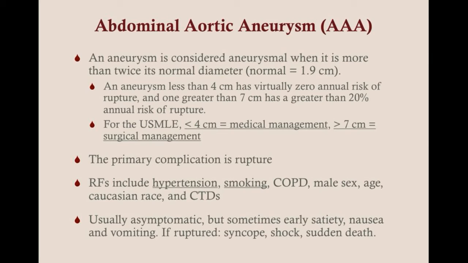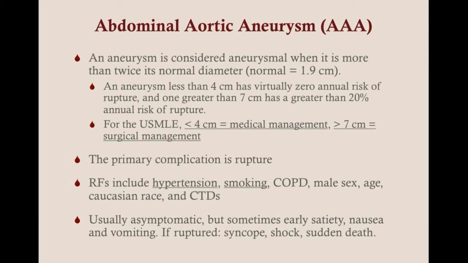Centimeters. I might have said millimeters earlier. Centimeters. So less than 4 centimeters, don't operate. Greater than 7 centimeters, operate. And that's just simply because when the aneurysm is less than 4 centimeters, your yearly mortality rate is less than 1%. When it's greater than 7 centimeters, your yearly mortality rate is 1 in 5. So that's kind of where we draw the lines, at least for the USMLE. Of course, the primary complication is rupture and hemoperitoneum and shock and sudden death.